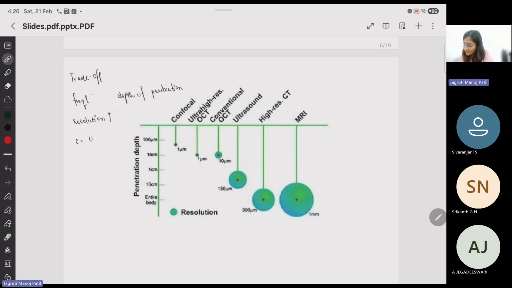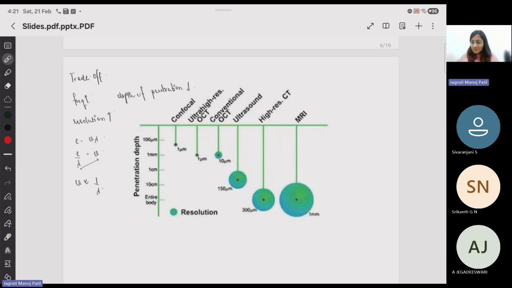So c equals mu lambda. And then we know, as someone just said, that both are inversely proportional to each other, frequency and the wavelength. So whenever your frequency increases, your depth of penetration decreases. So if you image at a high frequency, it will give you better images, good resolution.